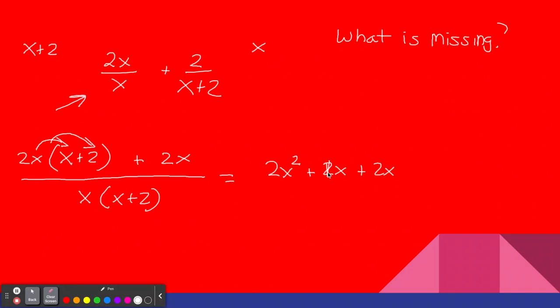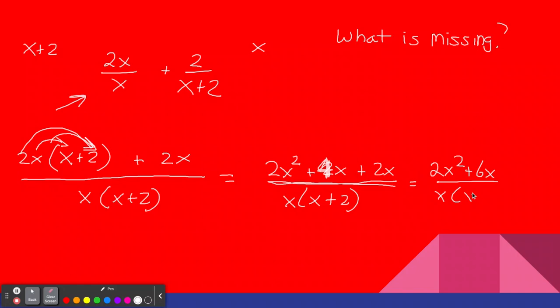Fix that. Always be careful in math. Double check. 2 times x is 2x squared, and 2 times 2 is 4x. Make sure we have that down. And of course, we have the same denominator. And then we can combine like terms here. So we're going to have 2x squared plus 6x over x plus 2. And of course, we can also reduce this if we need to, right?